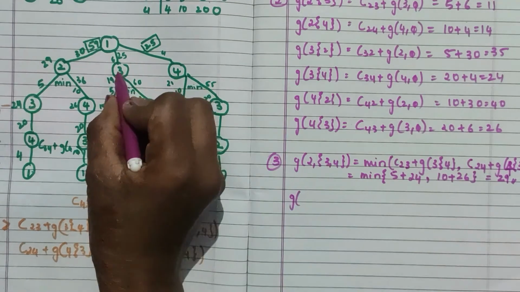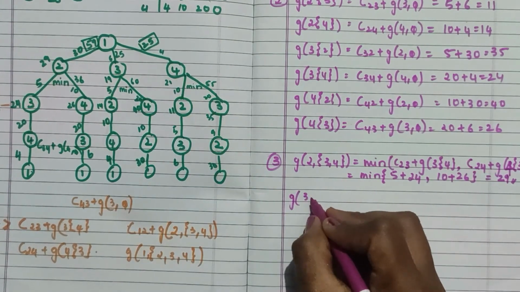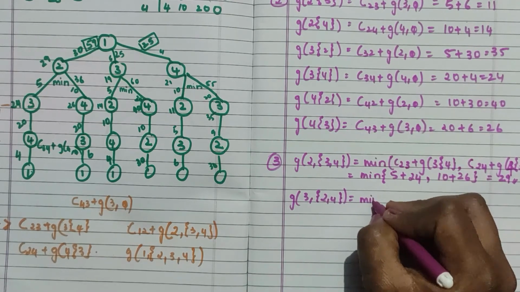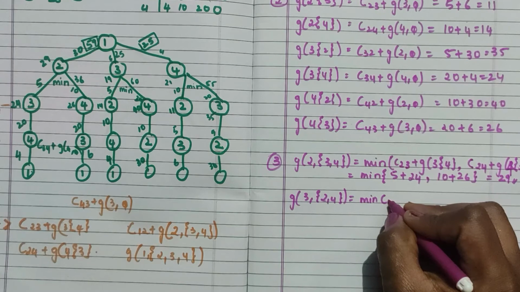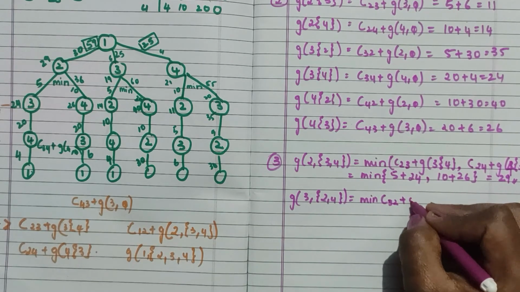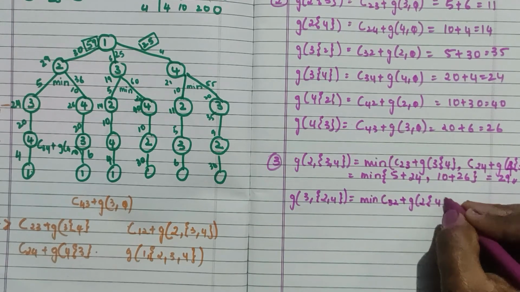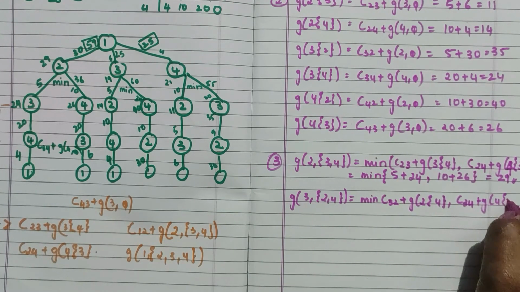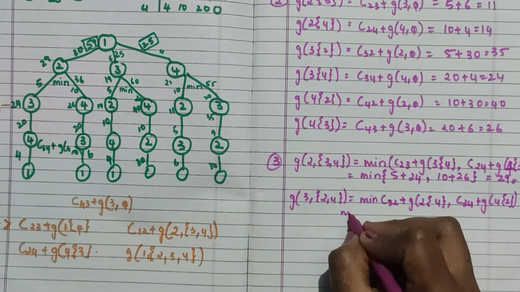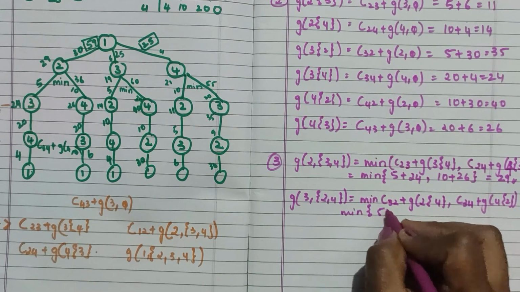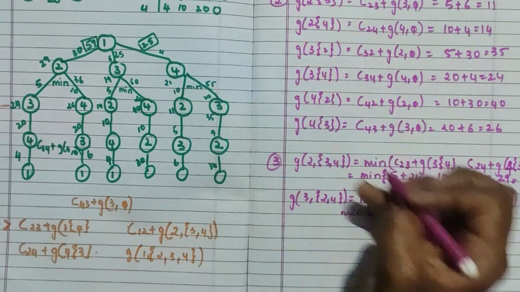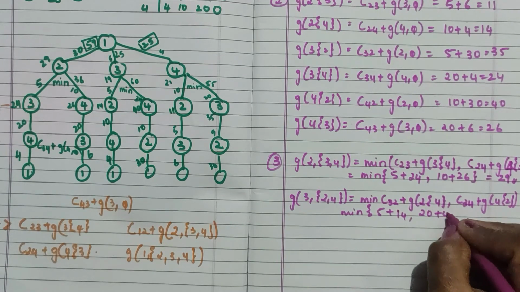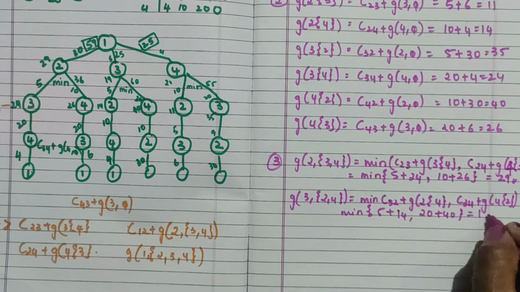So that is 3 with 2 to 4, so g of 3, open the bracket, 2 comma 4. Now let's find the minimum value for this. So the cost of 3 to 2 plus g of 2 to 4, comma, cost of 3 to 4 plus g of 4 to 2. Find the minimum value the same way. So 3 to 2 is 5 plus 14, comma, 20 plus 40. So here the minimum value is 19.